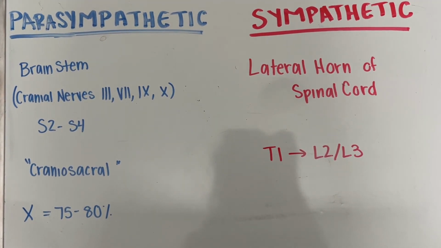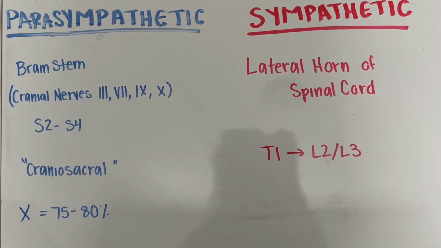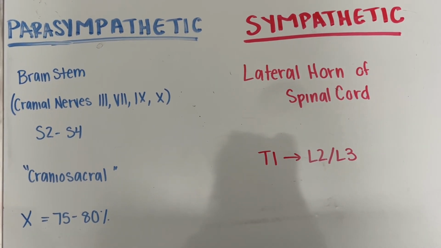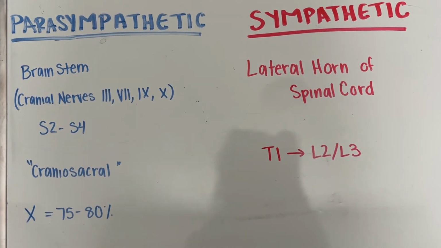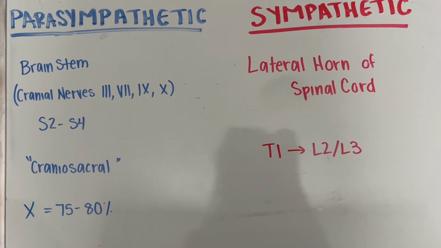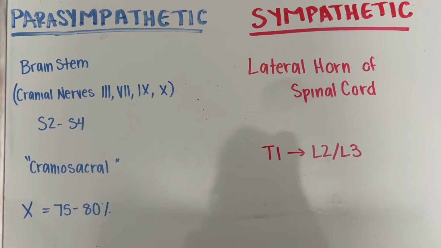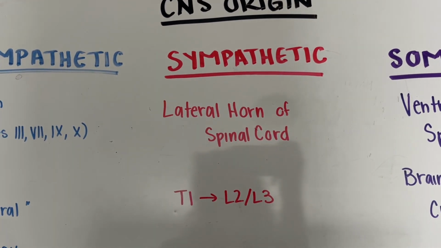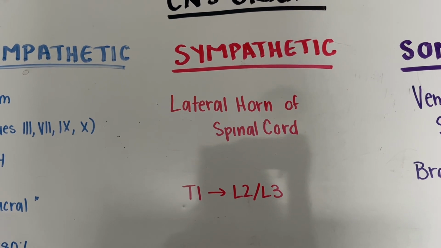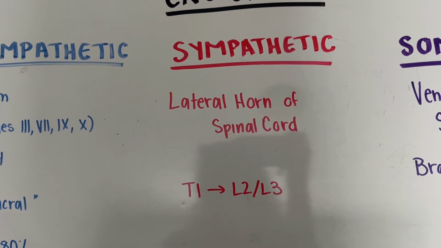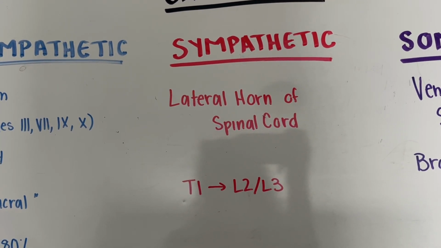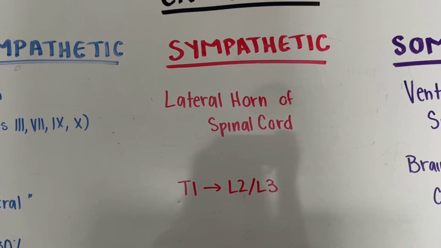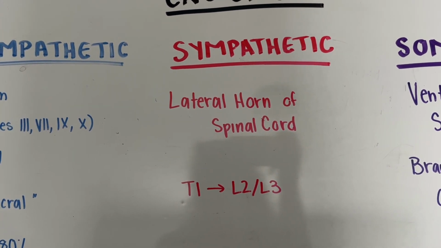The vagus nerve, or cranial nerve 10, contains about 75 to 80% of all parasympathetic fibers. In our sympathetic division, our preganglionic neuron cell bodies are located in the lateral horn of the spinal cord through segments T1 through about L1 or L2 or 3, depending on the person.